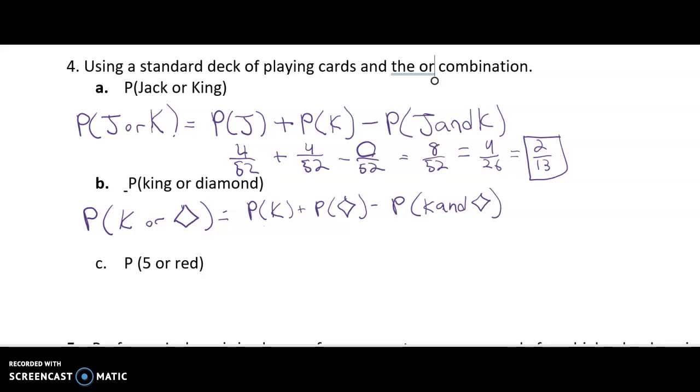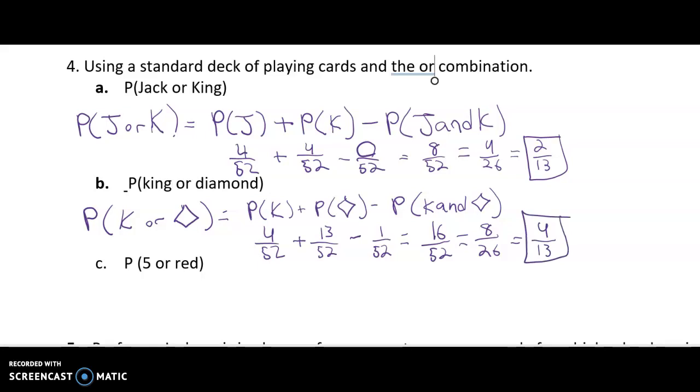Let's see. Once again, there are 4 out of 52 cards that are kings. There are 13 out of the 52 cards, or 1/4 of the deck, which are diamonds. And there is the king of diamonds, so there is 1 card that's both a king and a diamond. So let's add that up. We have 4 plus 13 is 17, minus 1 is 16 out of 52. If I divide both parts by 2, I'll get 8 out of 26, or 4 out of 13 for my final probability.